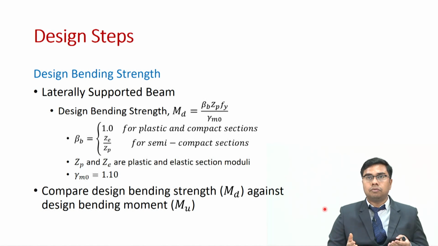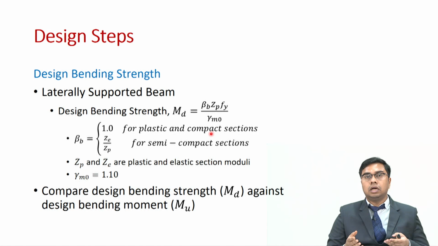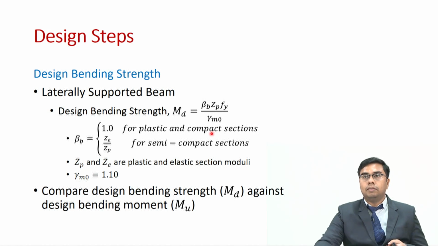Okay, so for a laterally supported beam, the design bending strength is given by Md equal to βb Zp fy divided by γm0, where γm0 is equal to 1.1. Zp is the plastic section modulus and fy is the yield strength. βb is equal to 1 for plastic and compact sections and equal to Ze by Zp for semi-compact sections. Now why do we choose βb to be equal to 1 for plastic and compact sections? Because these sections are able to attain plastic moment carrying capacity.